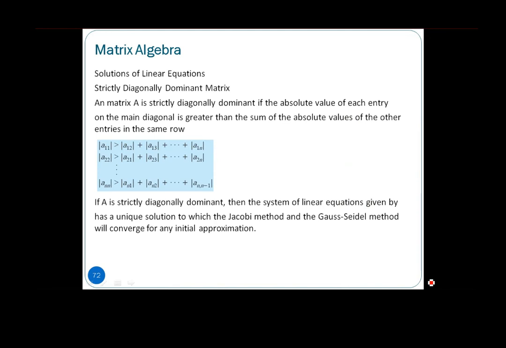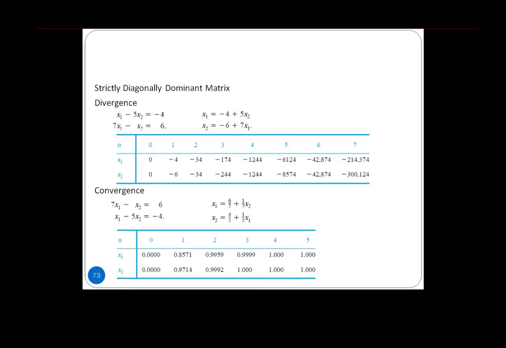If A is a strictly diagonally dominant matrix, then for this given linear equation you have a unique solution. Either you use the Jacobi or Gauss-Seidel method, basically you will get convergence. Otherwise, it will not converge, it will diverge. For example, when we talk about a strictly diagonally dominant matrix, here our A is a 2 by 2 matrix: 1, -5, 7, -1.